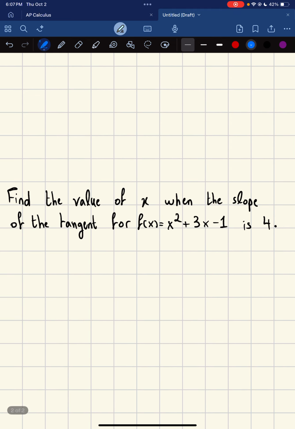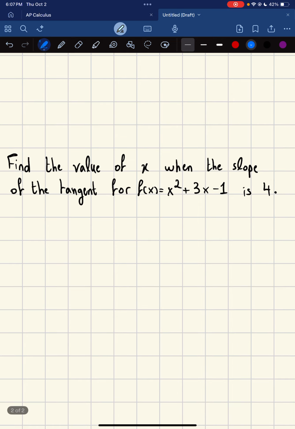Now, second question. Find the value of x when the slope of the tangent for f of x is equal to x squared plus 3x minus 1 is 4. So they gave me the information that f prime of x is equal to 4. What is x? So let's first of all start by finding the derivative for f of x.